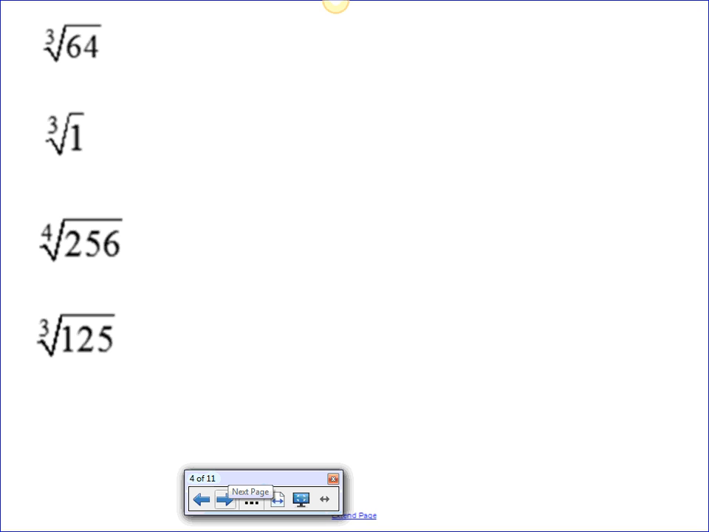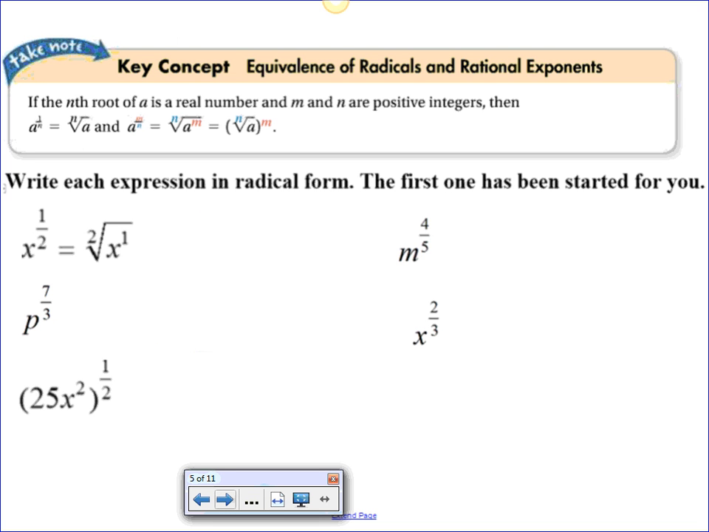Okay. For this one, cube root of 64. What number times itself would get you 64? And there is a key on your calculator that you can use, and you should be able to get a 4. You can ask for some explanations on that tomorrow. The cube root of 1 is simply a 1. The fourth root of 256 is a 4. And the third root of 125 is a 5, or the cube root of 125.